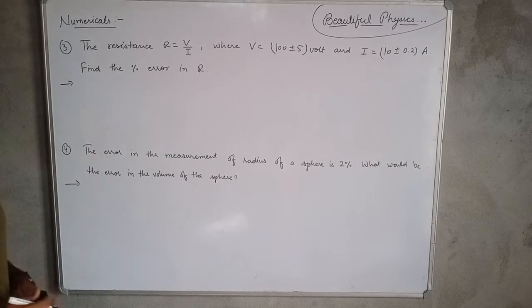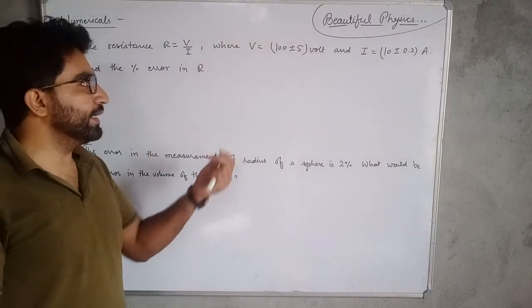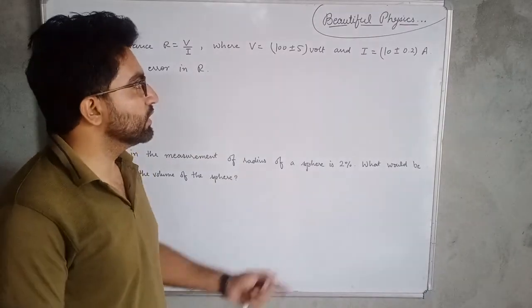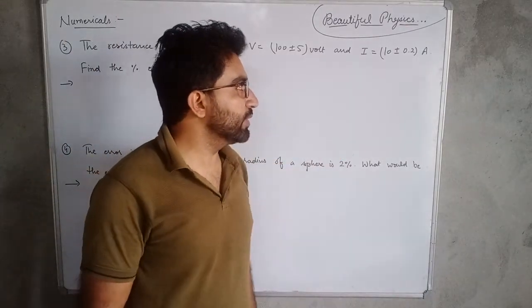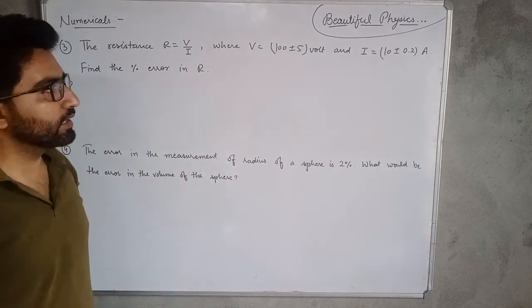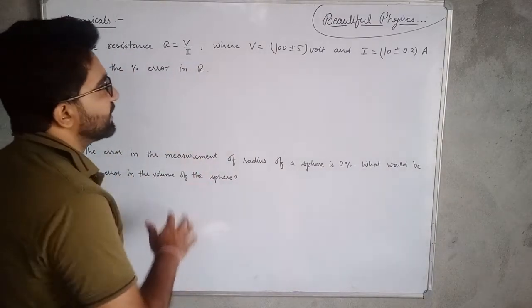Our next question: the resistance R equals V by I, where V equals 100 plus minus 5 volts and current I equals 10 plus minus 0.2 ampere. Find the percentage error in R. Here we have to find the percentage error.